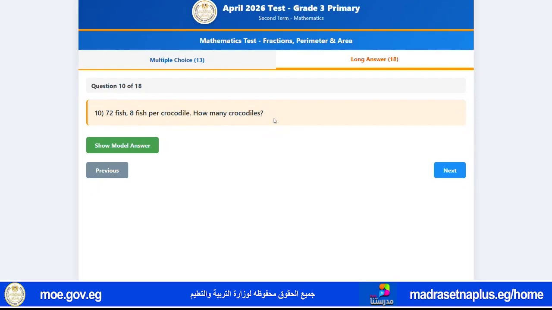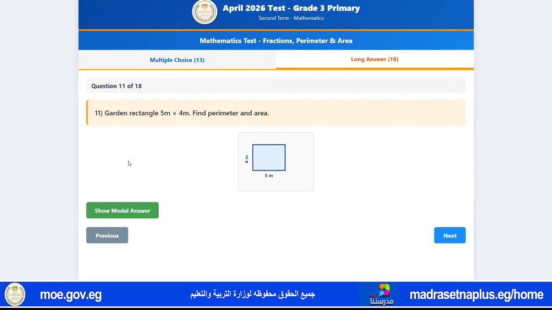So I provide a problem for you. You should read the important words in our problem. Sometimes the problem is 2 lines, 3 lines. Don't worry, just read and try to get the keys. I focus here on 2 numbers, 72 fish and 8 fish per crocodile. That means I should divide 72 by 8. 72 by 8 equals 9.